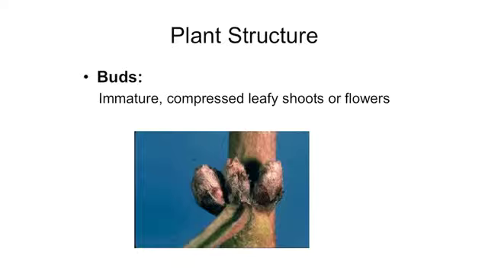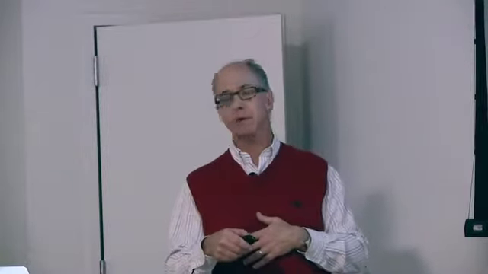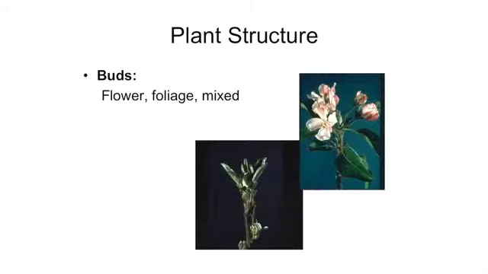And in some plants, like this one, there may be more than one at a node, like in peaches and I think apricots. There's usually a couple, usually three, and they're usually mixed. Some of those will be flowers, and some of those will be foliage buds.